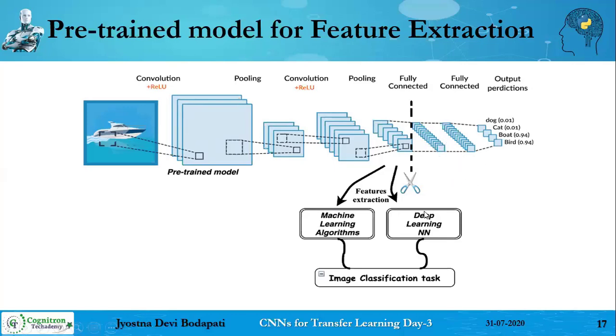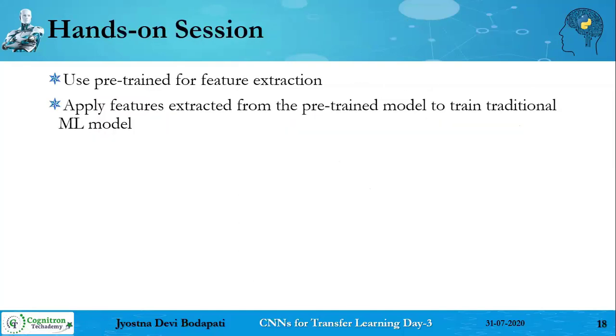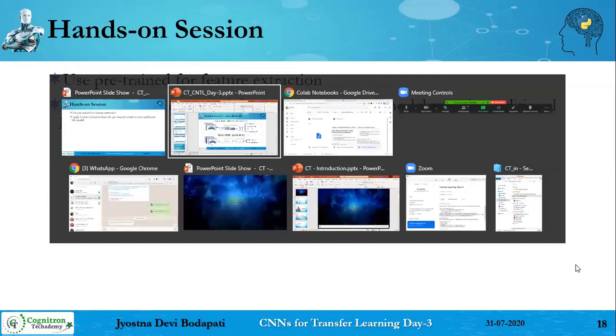I'll show you how to extract the features in the hands-on session. Once you get the features, you can use either a traditional machine learning algorithm or a deep learning neural network. We have already seen how to create deep learning neural networks, and we know how to use traditional machine learning algorithms also. So finally, what you get is the image classification output, right? Now let's see how to use your pre-trained model for feature extraction.